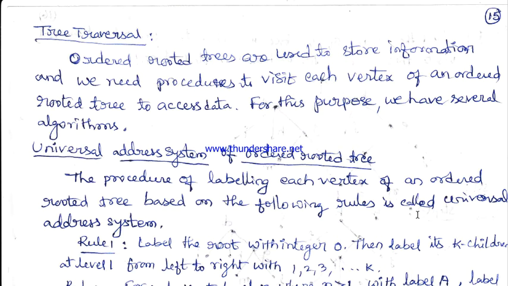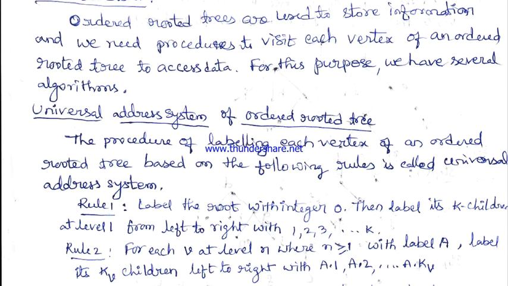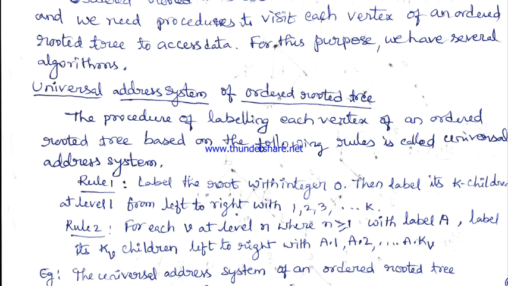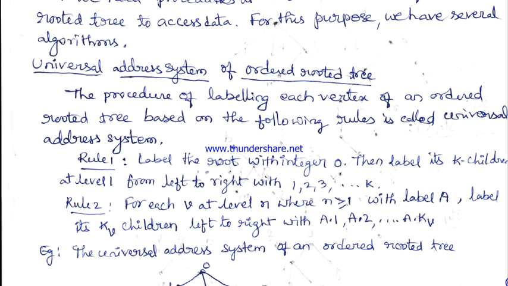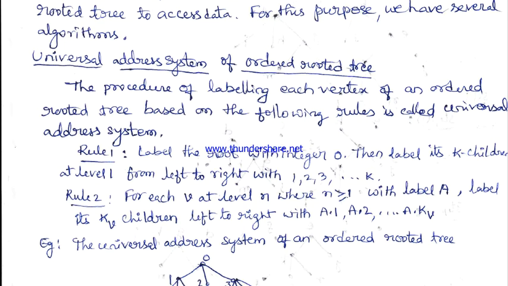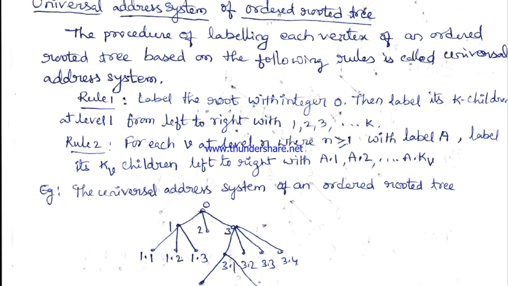By the system, how the vertices of the rooted tree can be labeled. The rules followed in the system are: the root vertex is designated with 0. Its all children are designated from left to right in the order with the numbers 1, 2, 3 and so on, as shown here in the diagram.